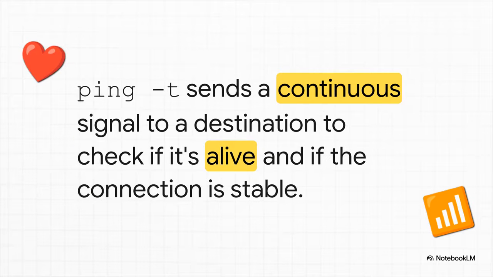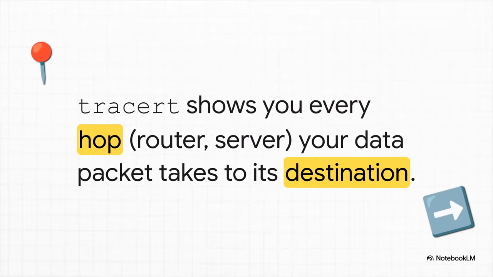Next, we check for a pulse. The ping command is super simple. It sends out a tiny signal to a server to see if it's even online. But here's a pro tip. Using the -t switch, like you see here, makes it ping continuously. This is great for watching a connection in real time, so you can see not just if it's working, but how stable it is.